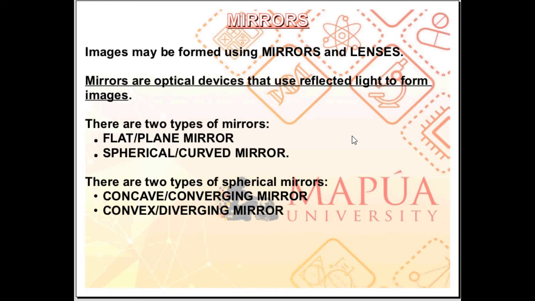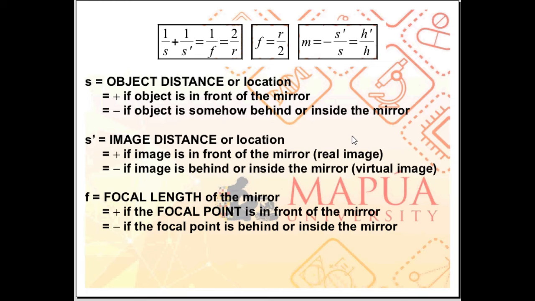Whatever the type of the mirror, there's only one equation to consider: 1/S + 1/S' = 1/F = 2/r. So F = r/2. And then we also have M = -S'/S = H'/H.